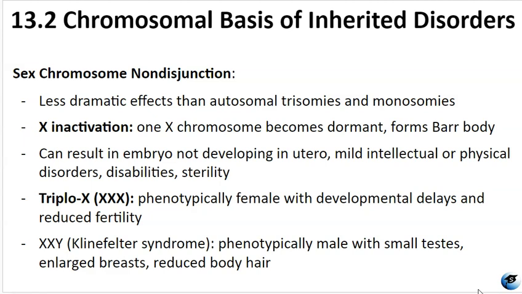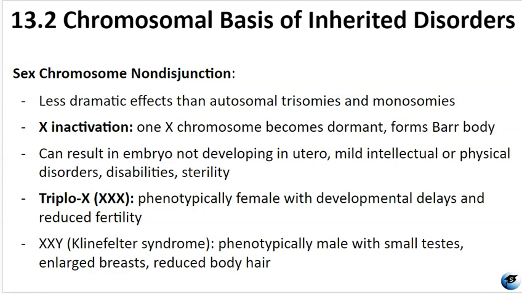Now, XXY individuals, this is called Klinefelter syndrome, and these individuals are phenotypically male, but they have small testes, they have enlarged breasts, and they usually have reduced body hair. More complex types of Klinefelter syndrome may have as many as 5 X chromosomes, with multiple bar bodies in each cell nucleus.